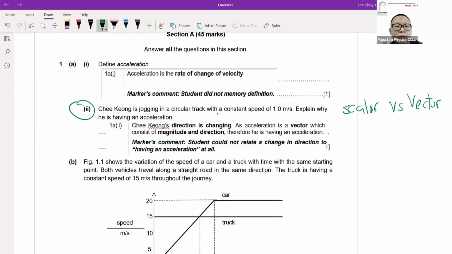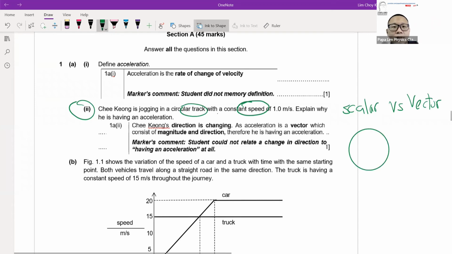Now in the circular track, where you look at constant speed, Chikyong is jogging around a circular track in a circle. Let me draw it. So you're running around in a circle. The speed of the guy is 1 meter per second around the track. But based on the question, there is an acceleration experienced by Chikyong.